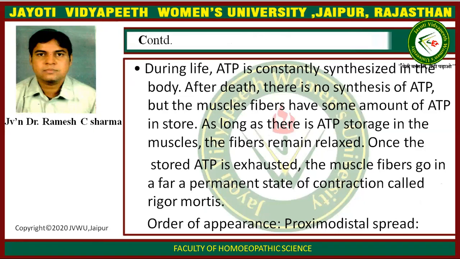During life, ATP is constantly synthesized in the body. After death, there is no synthesis of ATP. But the muscle fibers have some amount of ATP in store. As long as there is ATP storage in the muscles, the fibers remain relaxed. Once the stored ATP is exhausted, the muscle fibers go into a permanent state of contraction called rigor mortis. Rigor mortis is a very important chapter for FMT.